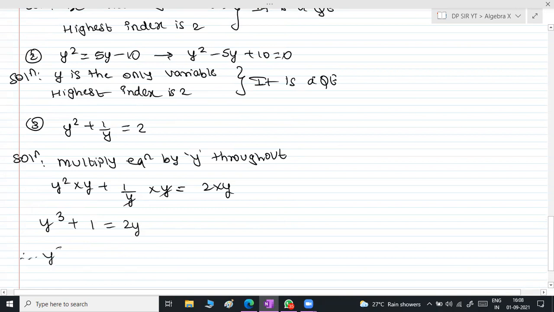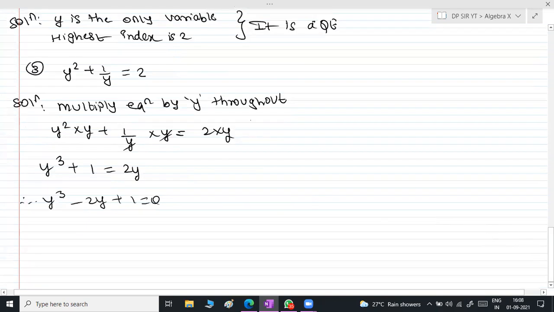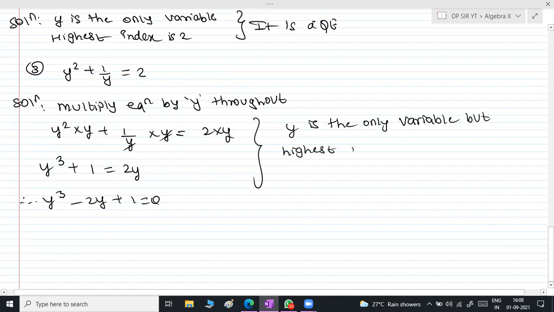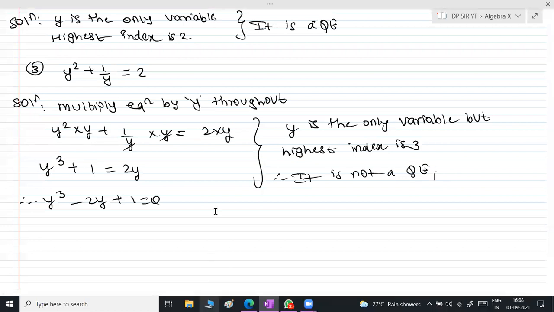Bring it in standard form: y cube minus 2y plus 1 is equal to 0. Now if you check here, y is the only variable. So that is the condition which is fulfilled. Y is the only variable, but the highest index is 3. Therefore, it is not a quadratic equation. Okay. Let's solve the next question.